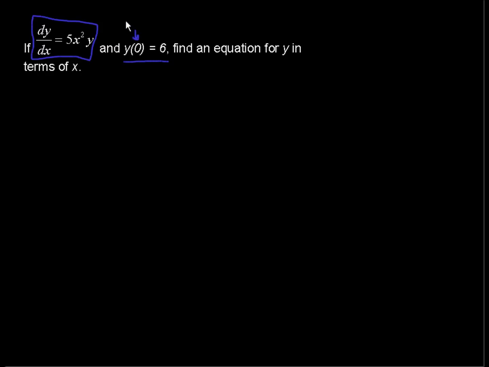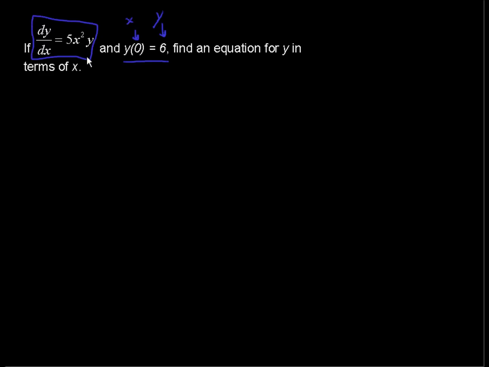So this is our x value. When x is 0, that's our initial condition. Then our output y is 6. This differential equation happens to be solvable by separating the variables, meaning we get all the x variables on one side and all the y variables on the other side.